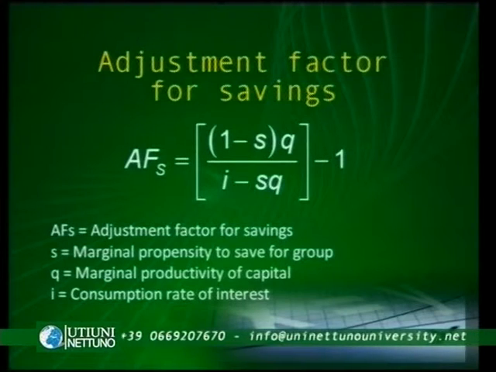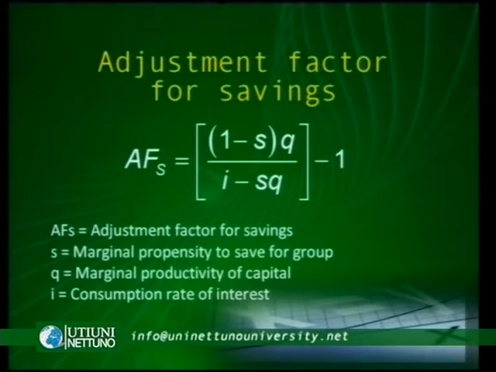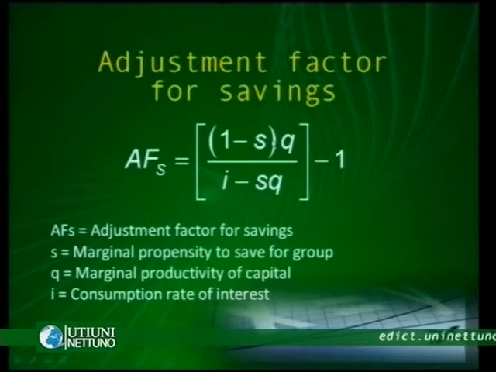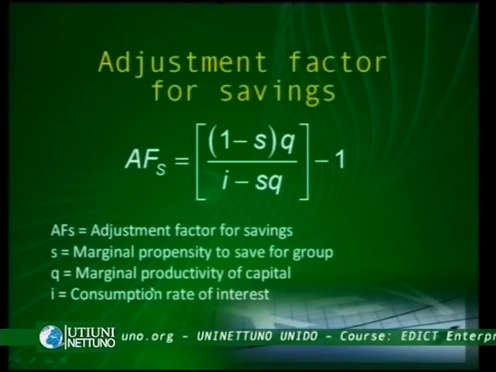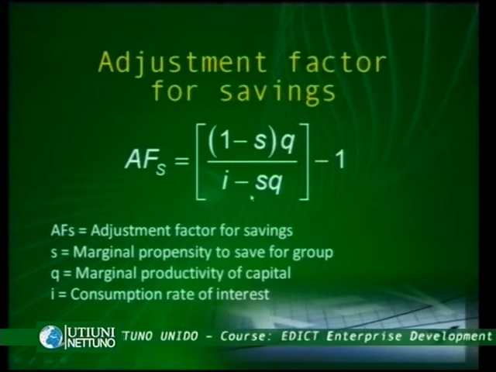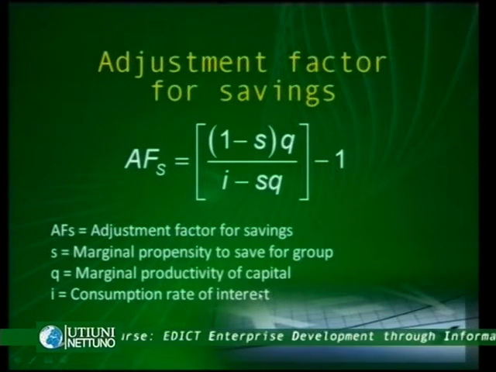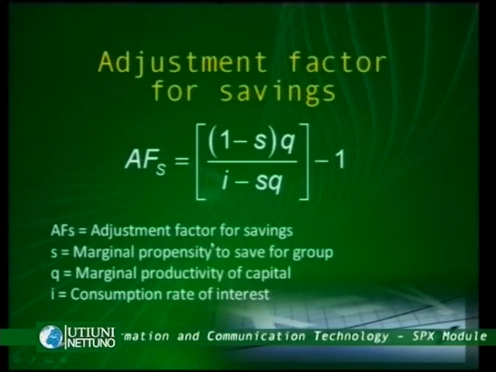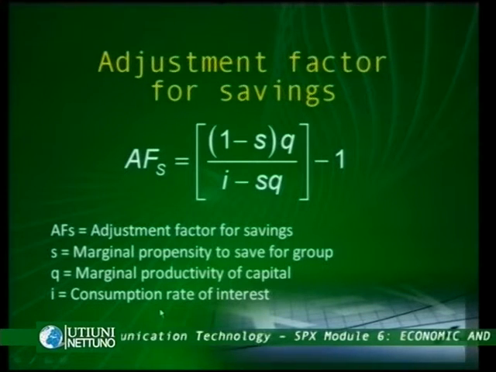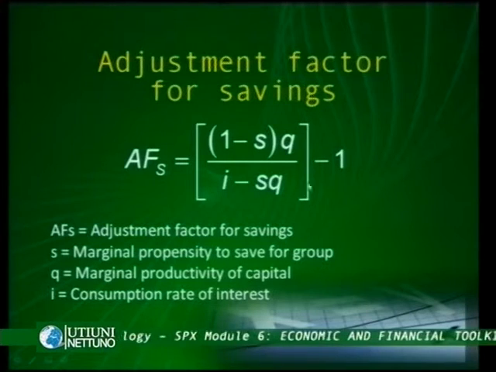So here we have an adjustment factor for savings, the AFS, that is calculated as represented in this slide. It's equal to 1 minus S, where S is the marginal propensity to save for group I, multiplied by Q, where Q is the marginal productivity of capital, divided by I, where I is the consumption rate of interest, also defined as CRI in the previous class, minus S, again the marginal propensity to save for the group, and Q is again the marginal productivity of capital, minus 1.